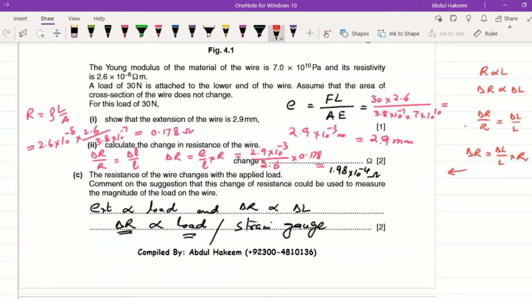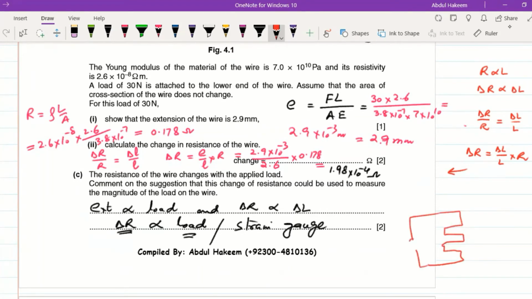The resistance of the wire changes with applied load. Comment on the suggestion that this change of the resistance could be used to measure the magnitude of the load on the wire. Suppose this is the wire, and it is connected with the ohm meter, which measures the resistance.